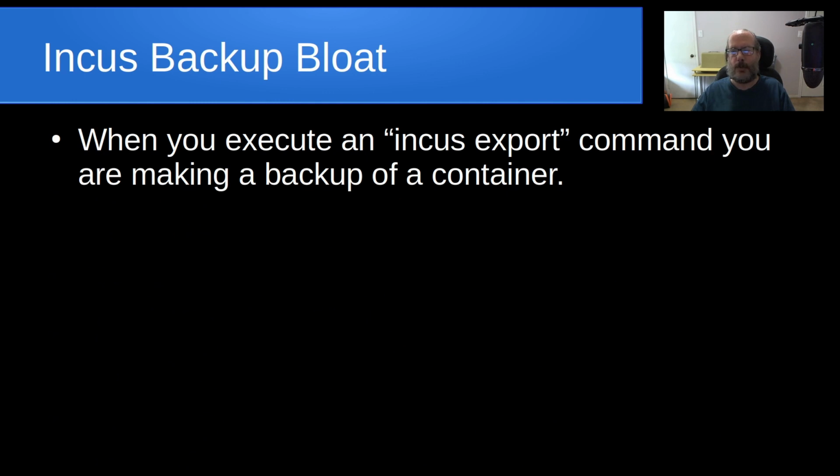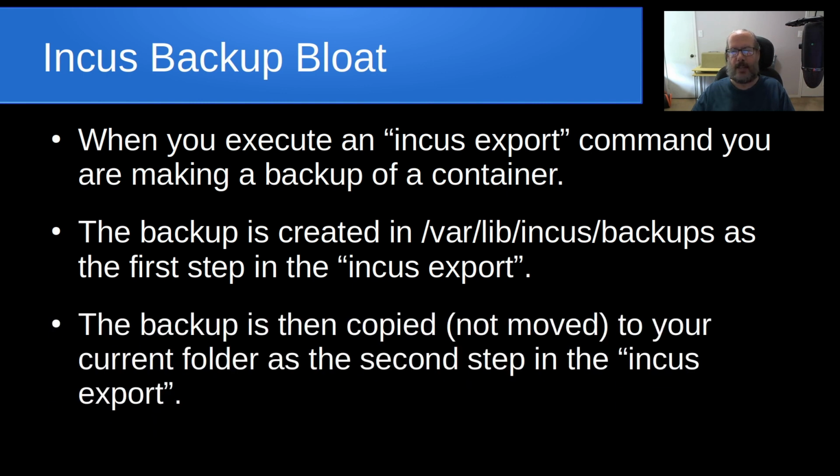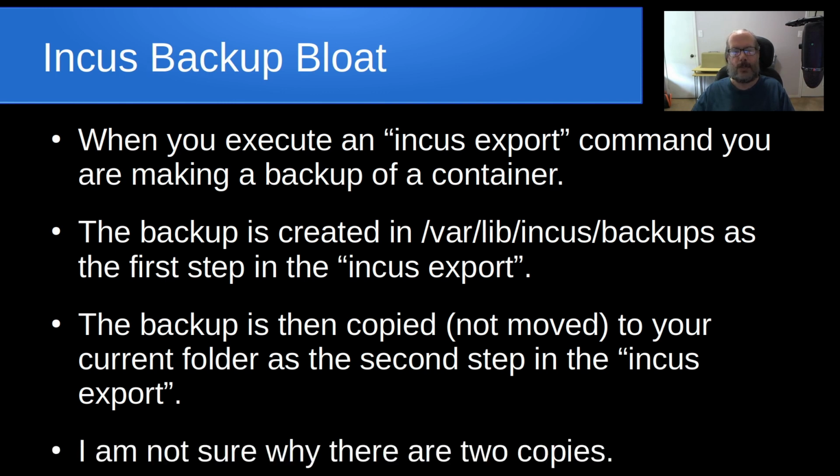So when you execute an Incus export command, you're making a backup of either an Incus container or an Incus virtual machine. And the backup is created in a directory located in /var/lib/incus/backups, and that is the first step of an Incus export command. The backup is then copied, not moved, to your current folder as the second step in the Incus export command. So I'm not sure why there are two copies, but clearly there are.